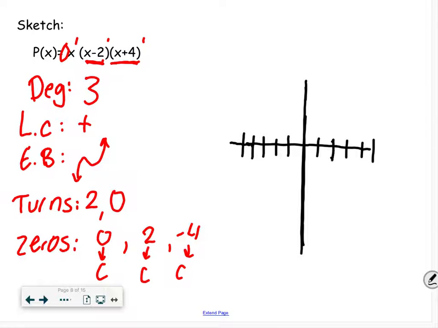Is this the last thing we have to do for this one? This is math. Why would this be the last thing?